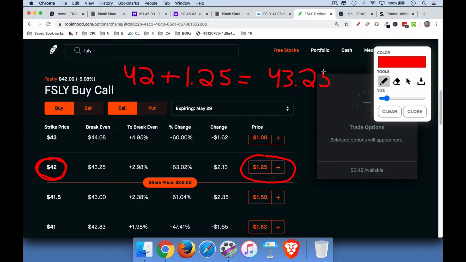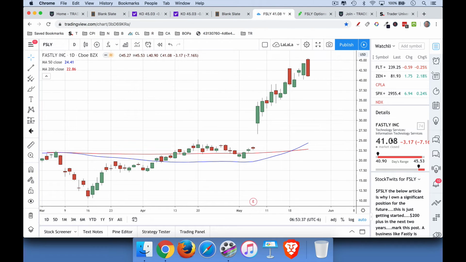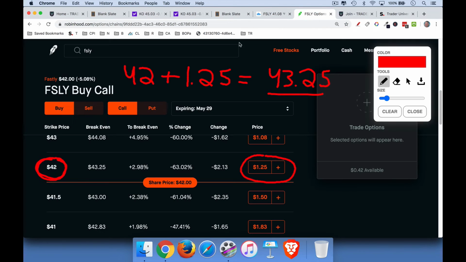Now this is at expiration. If the stock moves quickly, we won't need this to happen. But basically, if we hold until maybe the day before this option expires, we need the stock to move up to at least 43.25. We can see right now it says it's at 41.08. I'm not sure about this discrepancy here. This may be an after hours trade. But let's say the stock is at 42 right now.